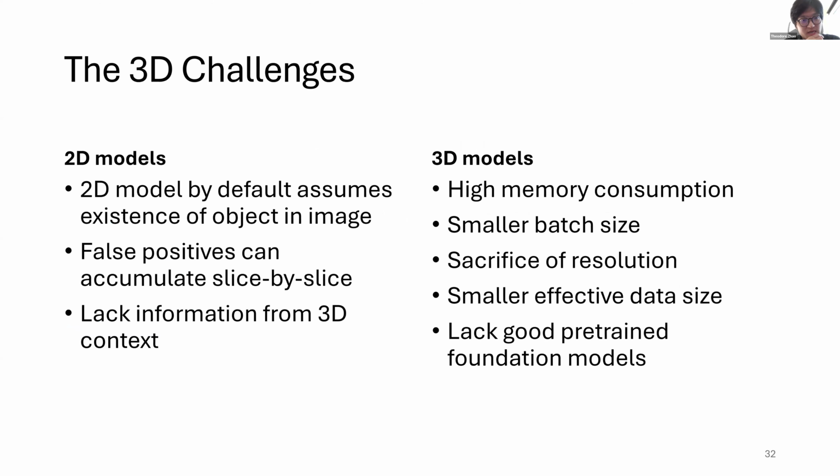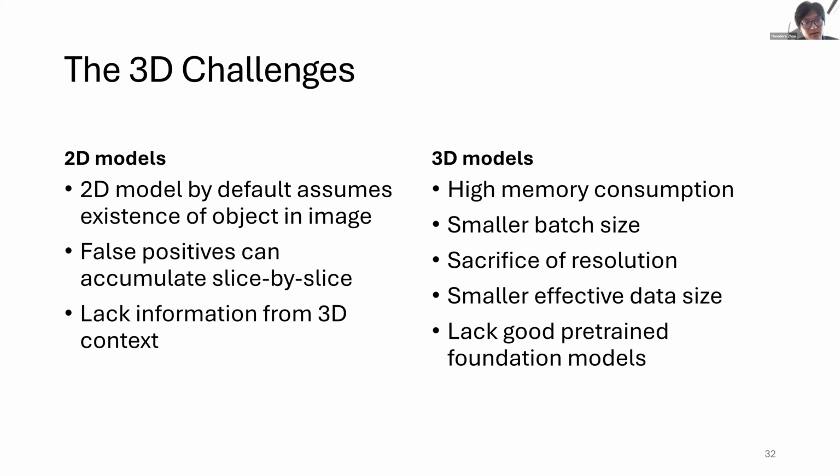So what's the challenge in 3D segmentation? The challenge can be different for different models. If you use a 2D model to do 3D segmentation, the challenge is that 2D models by default assume the existence of the object in the image, so the false positives can accumulate slice by slice. In a 3D volume where there are a lot of slices where the object doesn't exist, you can see a big part of false positive segmented regions.